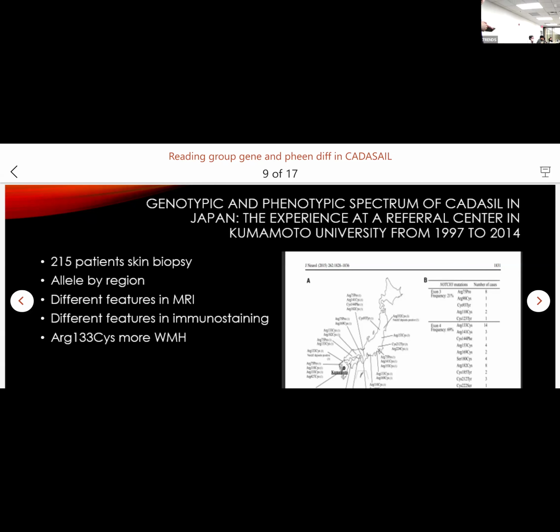They also reported that there are different features in MRI, which I will discuss in a little more detail later. And which I thought was really interesting, there are also different features in the immunostaining that they did. So there's quite a lot to unpack here. They also noticed that, from their population of 215, the mutation of R133C had much more white matter and greater densities.